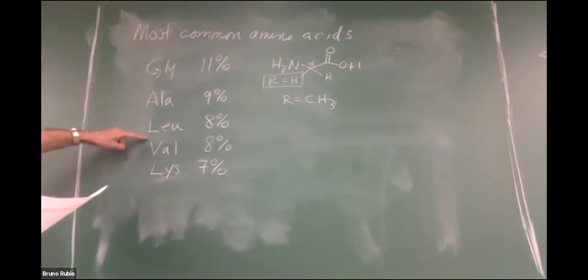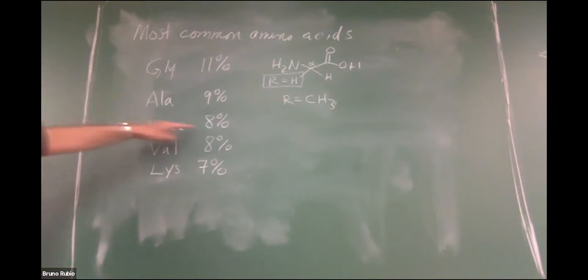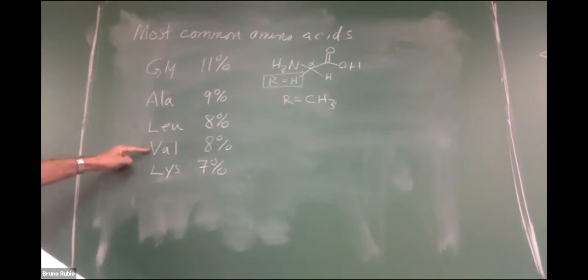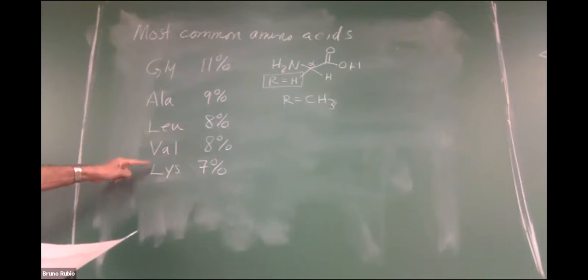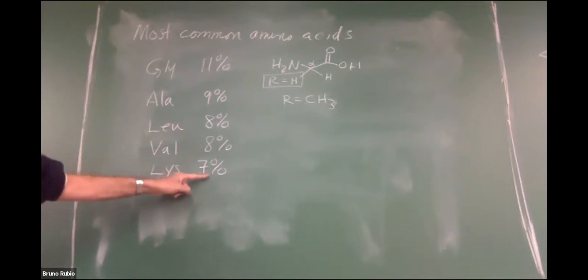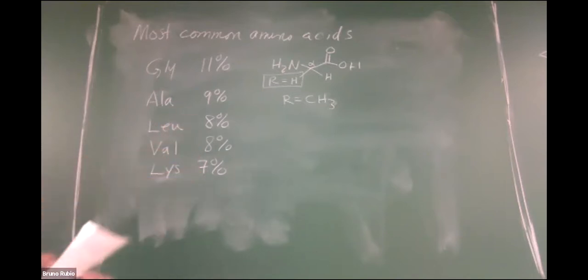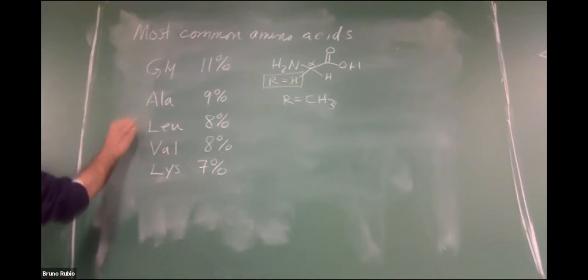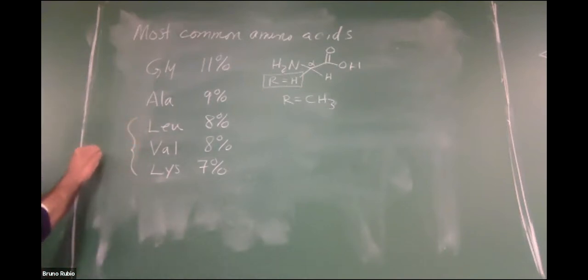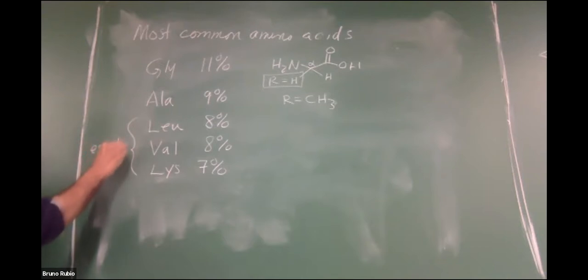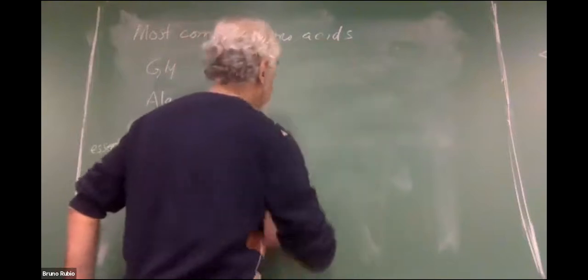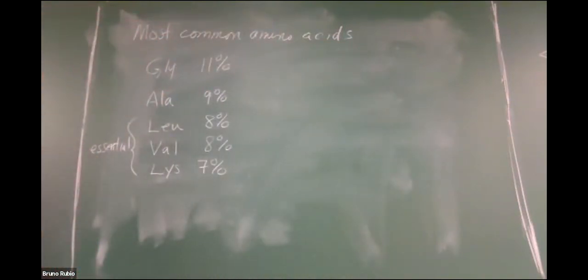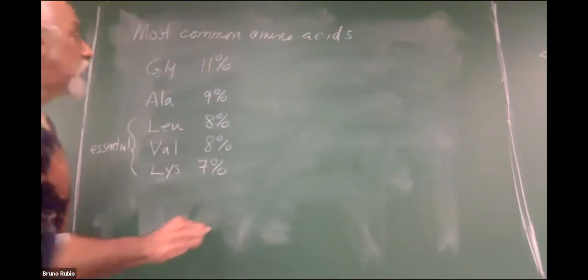So notice that leucine is an essential amino acid. There's a lot of it in protein. It has to come from the diet. Valine is another essential amino acid. There's a lot of it in protein. That has to come from the diet. Lysine is another essential amino acid. There's a lot of it in protein. It has to all come from the diet. So of the five most common amino acids, 3 of them are essential. So that's why you have to eat your protein. Okay, now let's talk about the least common, the rarest amino acids.